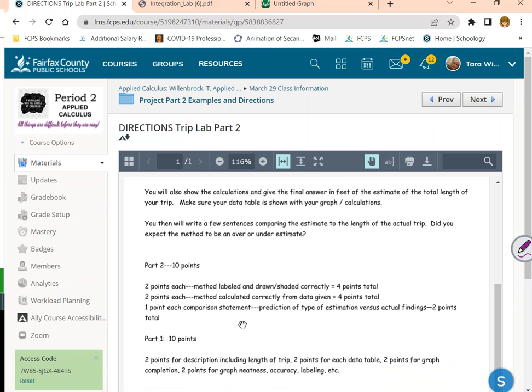Part 2 is going to be worth 10 points. 2 points for each of your graphs, so 4 points total, labeled and drawn correctly and shaded correctly. 2 points for the calculation done correctly, for each one. So when you do a left Riemann, I should be able to check a left Riemann with your data and get the same answer. Same thing if you did a midpoint, I should be able to check a midpoint with your data, get the same answer. And then 1 point for each comparison statement.